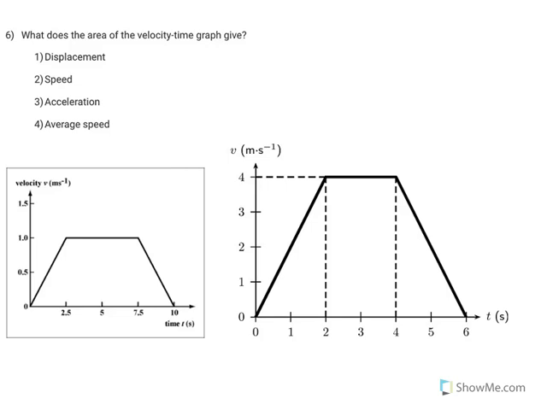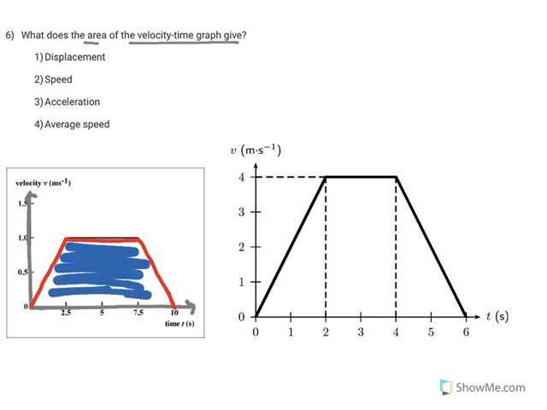What does the area of the velocity time graph give us? Here we have velocity and time, and this is the graph. The velocity increases, remains constant, and then it decreases. Now this area between the velocity time graph and the time axis always will give you displacement or the distance.